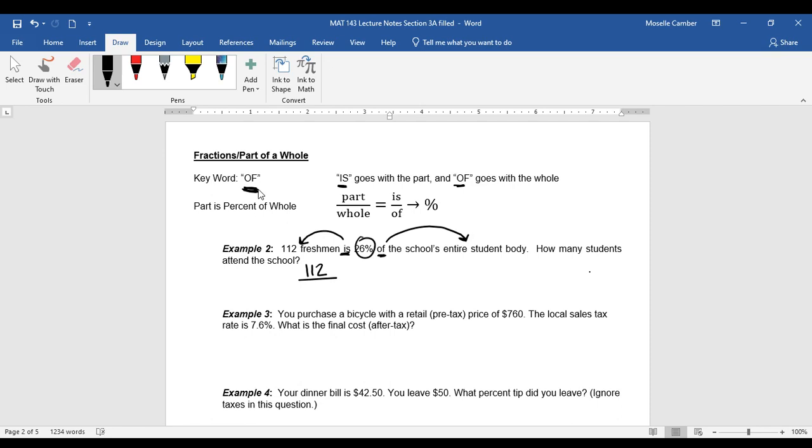Now we don't know what the entire student body is. That's what I was asking for: how many students attend the school? So I'm just going to put a placeholder there, a variable. And when I do that division, I'm going to get 26%.